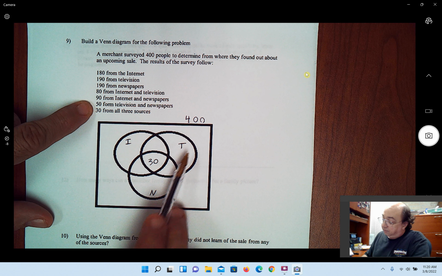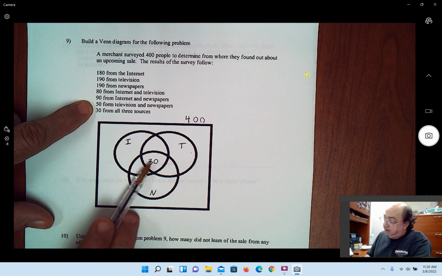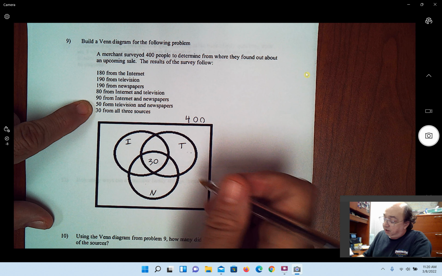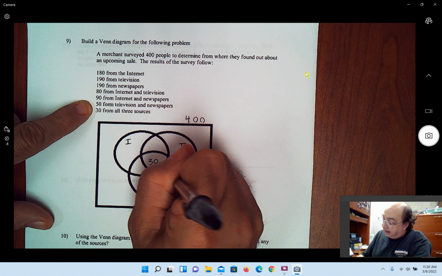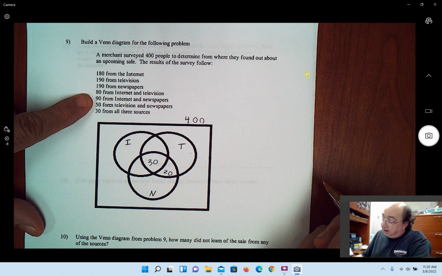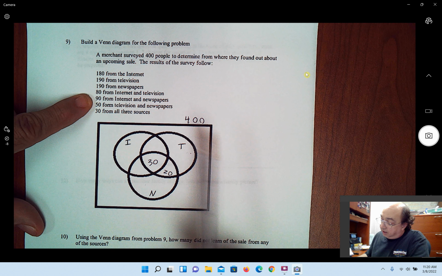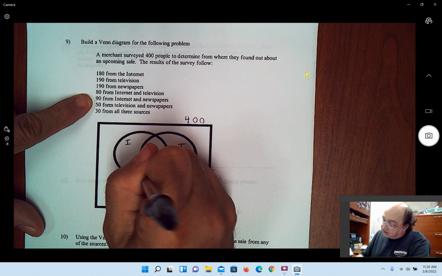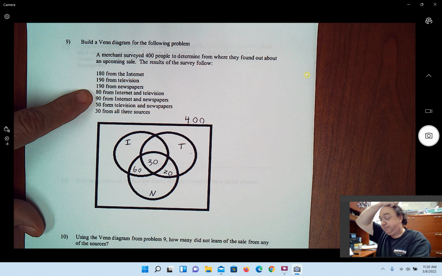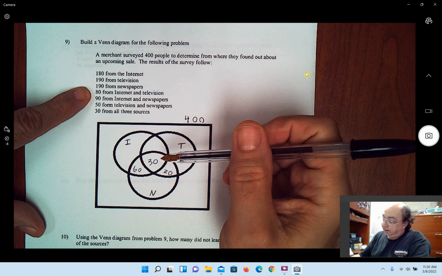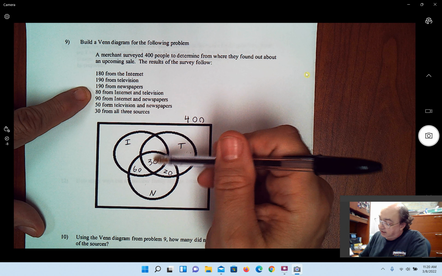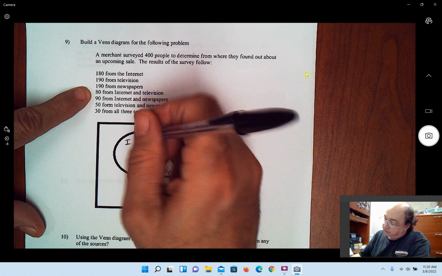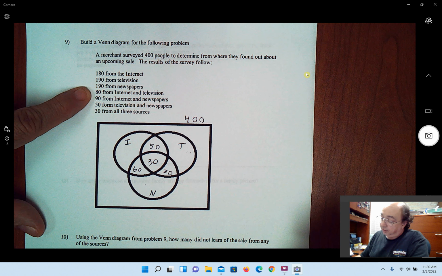50 people learned from television and newspaper, so that means these 2 regions have to have a total of 50. 30 of them are here, which means 20 has to be here. 90 people learned about it from internet and newspaper, so I've got to have a total of 90 here. 30 of them are here, so that means 60 have to be over here. 80 learned about it from the internet and television. 30 are here, so that means 50 are over here.